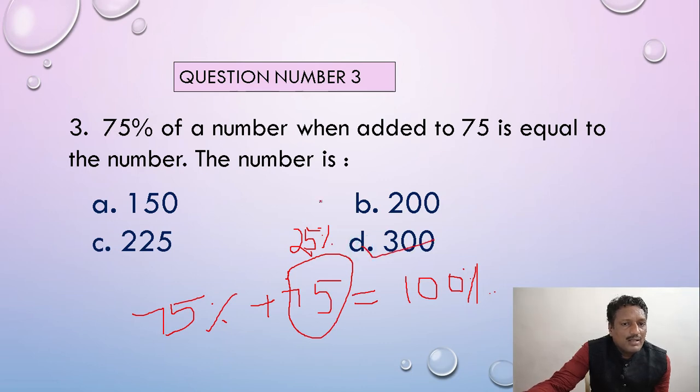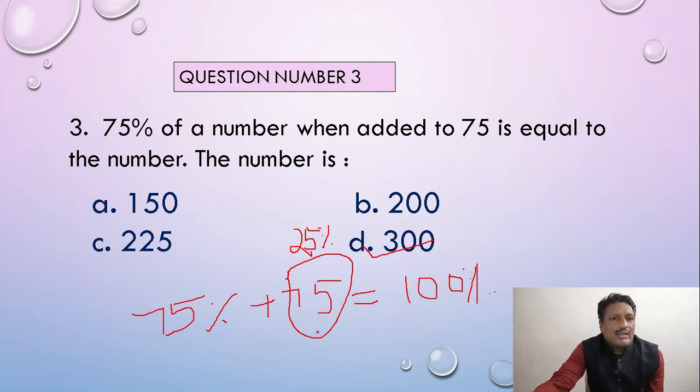The number is just logic. Once again, they had given 75%. 75% of a number when added to 75, this is a numerical value, this is a percentage, is equal to the same number, which means 100%. So the logic is here: the value here will be equal to 25%. Why? Because we already have 75%. For the 75%, how much percentage if we add will equal 100%? 25%. So 25% equals 75.